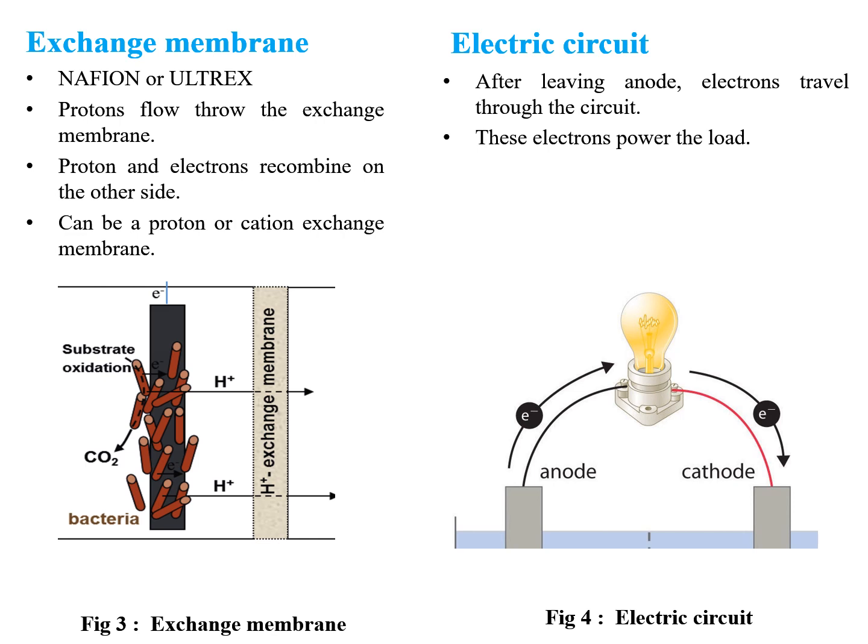The next one is the electrical circuit. After leaving the anode, electrons travel through the circuit. These electrons power the load.